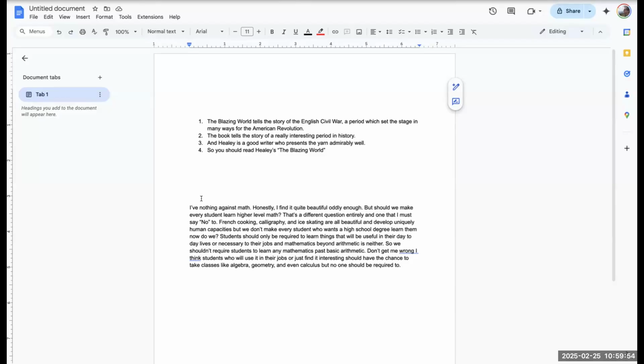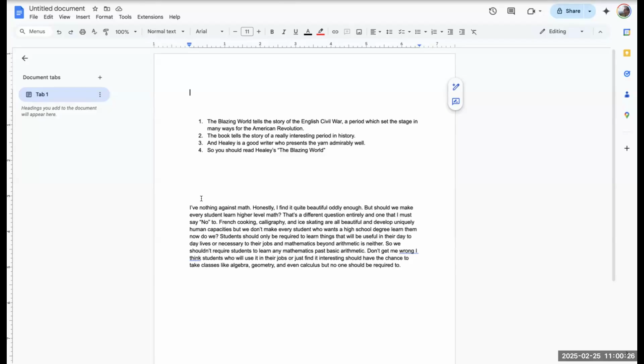Let's look at another one and how we would distill it, right? Again, let's think about what the conclusion is here, how we would state it. I have nothing against math. Honestly, I find it quite beautiful, oddly enough. But should we make every student learn higher level math? That's a different question entirely, and one that I must say no to. French cooking, calligraphy, and ice skating are all beautiful and develop uniquely human capacities, but we don't make every student who wants a high school degree learn them.